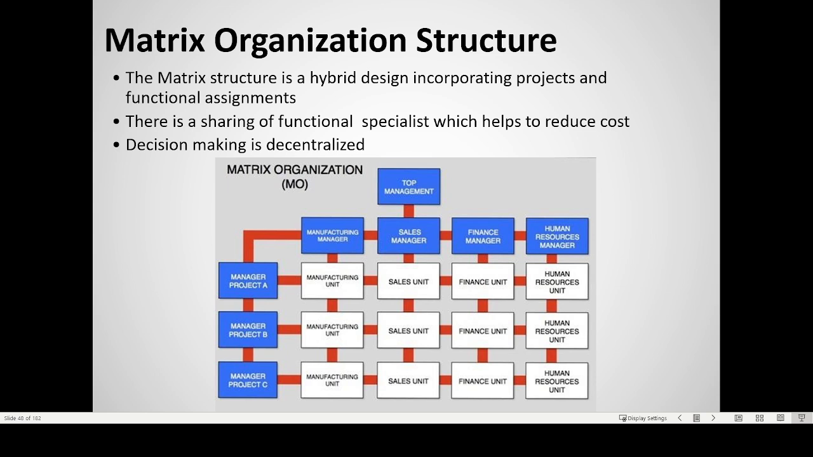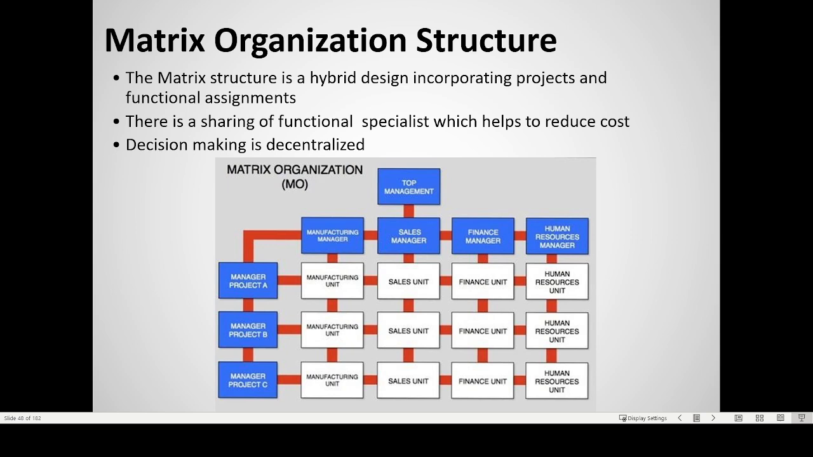As we look at the chart below, we can see that the manufacturing unit has two managers, the project manager and the manufacturing manager at the same time. The sales team has the sales manager and the project manager. They are under the management of both, and this is called dual reporting. It's more commonly used lately.